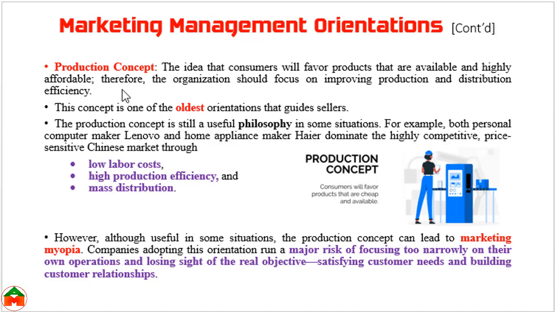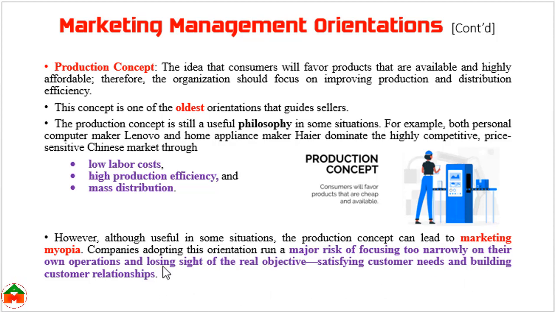But if you only focus on the production concept as a process of marketing management, you are going to face marketing myopia. That means it's a problem for marketing management. That is why companies adopting this orientation run a major risk of focusing too narrowly on their own operations and losing sight of the real objective. The main objective should be satisfying customer needs and building customer relationships.